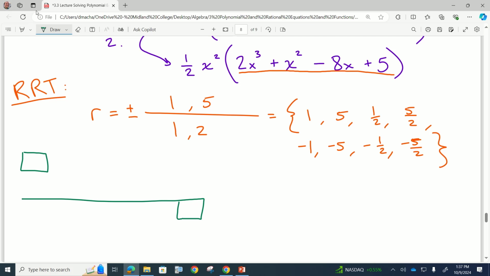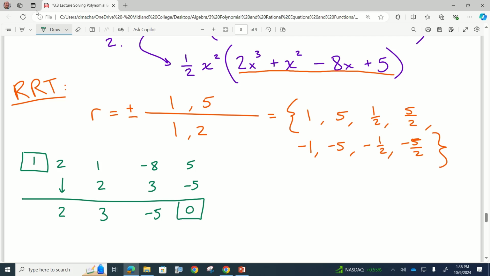In writing the coefficients of my polynomial, I get 2, 1, negative 8, and 5. And what I put inside the box is, what am I trying to evaluate for my polynomial? Should I try 1 or should I try 5, maybe negative 1? What do you want to do first? 1? Okay, so I put a 1 there. Bring down the 2. 2 times 1 is 2, plus 1 is 3, times 1 is 3, plus negative 8 is negative 5, times 1 is negative 5, plus 5 is 0.